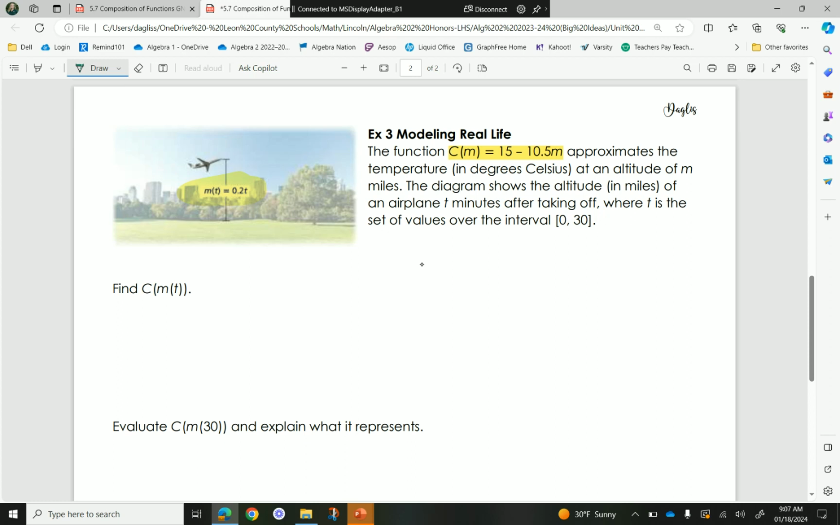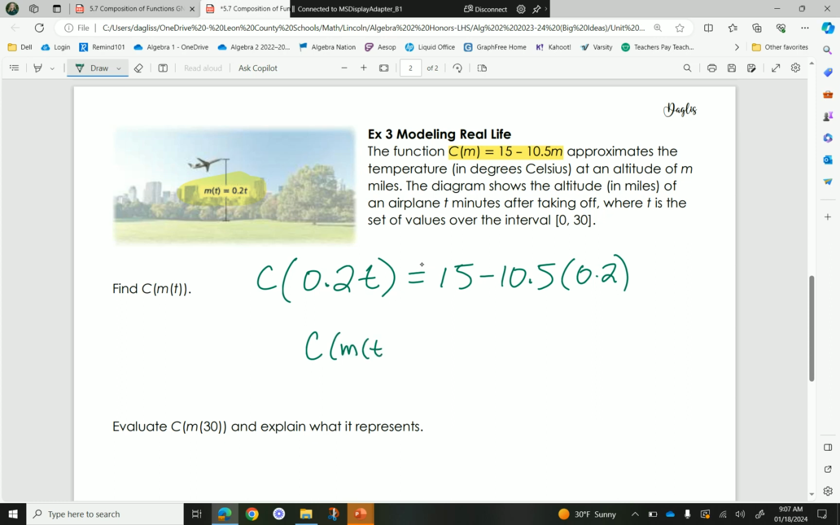Okay, what is m of t? 0.2 t. So that's my m function. We're replacing m of t with the function 0.2 t. Now I get to take that and plug it into C, which is going to be 15 minus 10.5 times 0.2, which is going to simplify to what? Negative 2.1 t. Oh, I forgot my t. There it is.